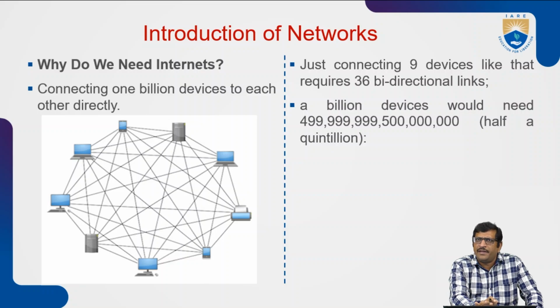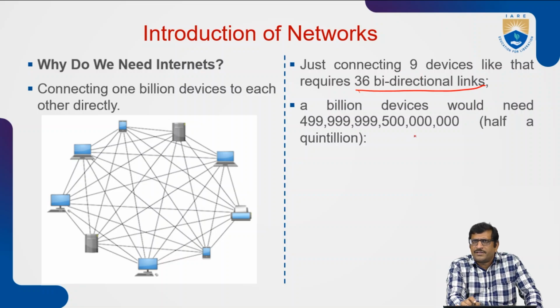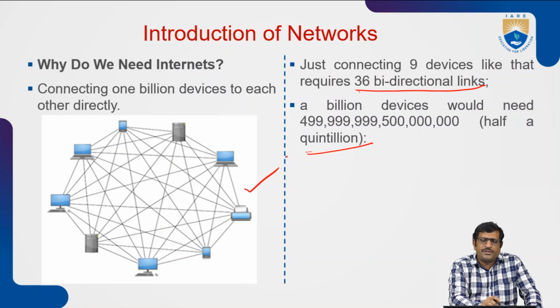Just connecting 9 devices will require 36 bidirectional links. The number of links is 36 bidirectional links for connecting 9 devices. For a billion devices, you would need about half a quintillion bidirectional links. Now in an internet, we always consider the connection to be bidirectional.